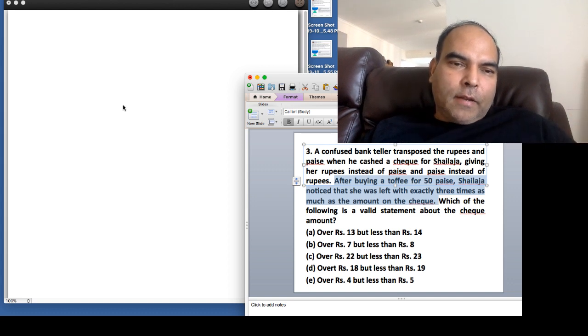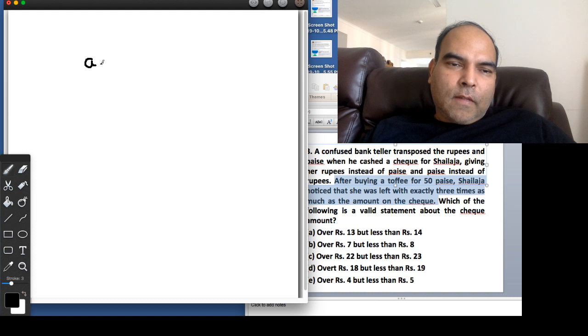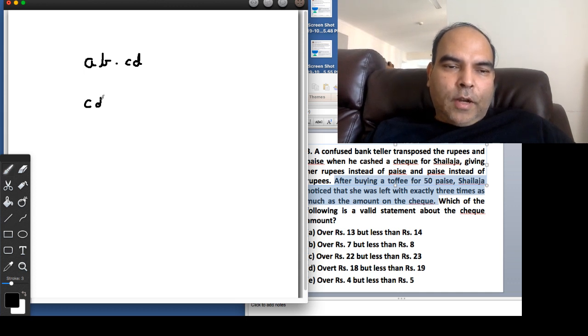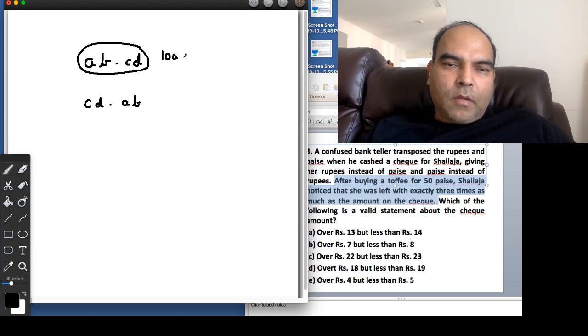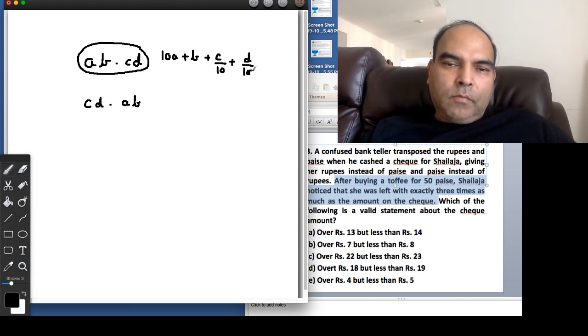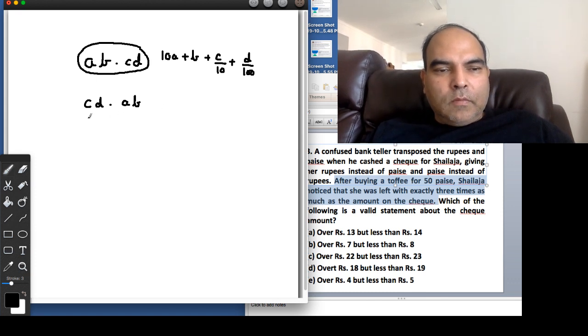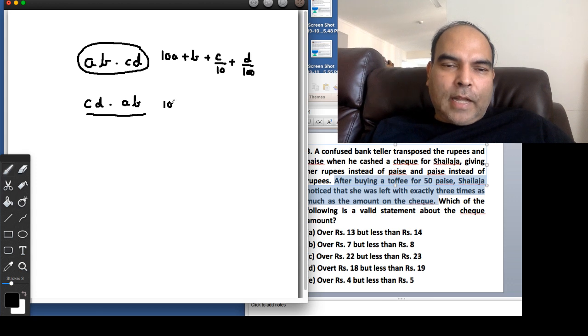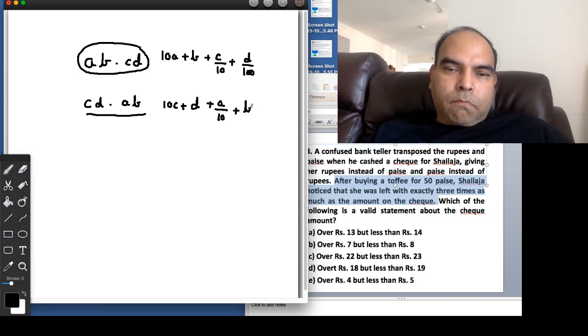Now if you start thinking algebraically here and you take the values as rupees and paise as AB point CD, converting to CD point AB, the mathematical writing of AB point CD as a number is 10A plus B plus C by 10 plus D by 100. Instead of that, you are getting CD point AB, so you are getting 10C plus D plus A by 10 plus B by 100.